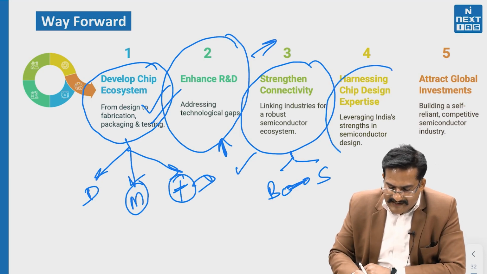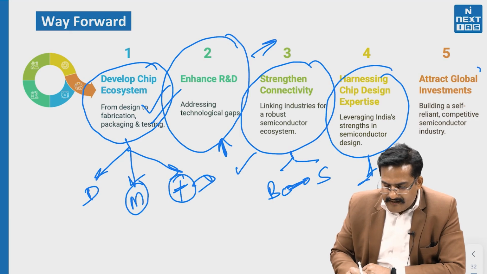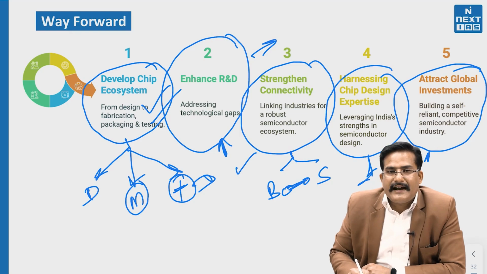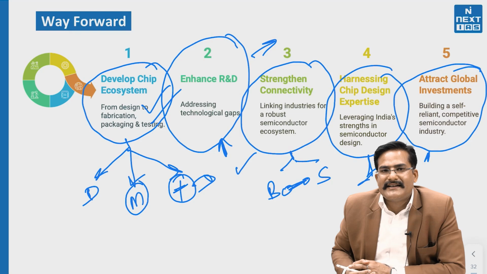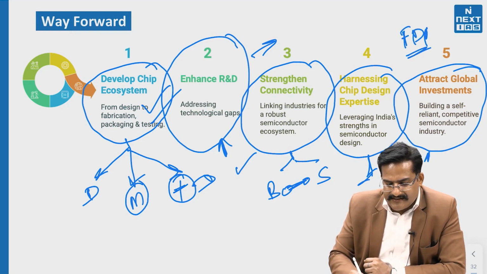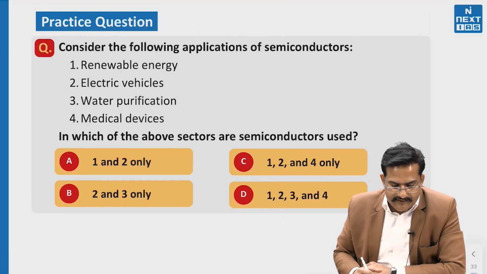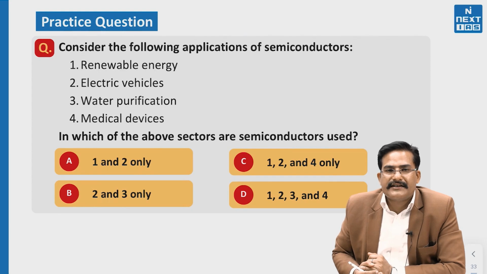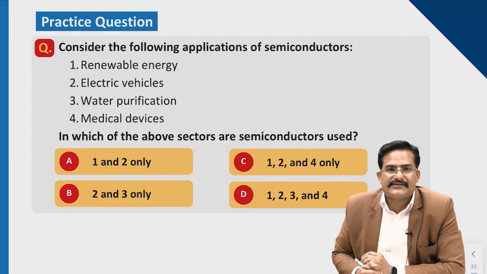Also, we need to harness chip design expertise of different countries or institutions, and we need to attract global investment because the entire work of the semiconductor fabrication unit is quite capital intensive. That's why we need to have more FDIs in such kind of units. That's all on the semiconductor mission. That is India's first semiconductor fabrication unit being built in Dholera. Now, let us try to solve this question that is given on the screen.